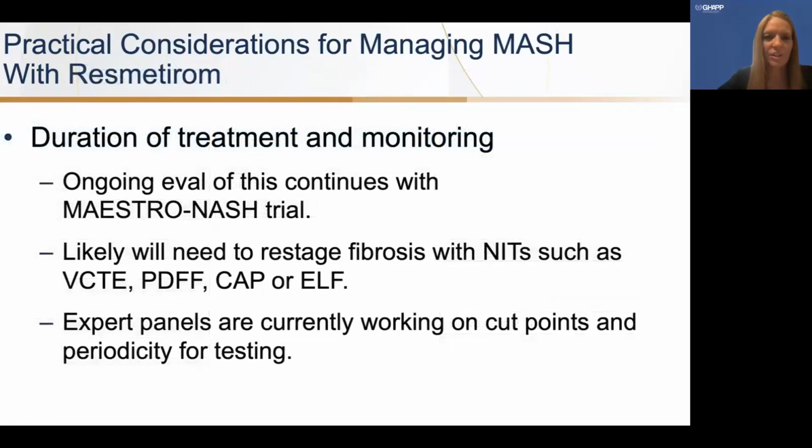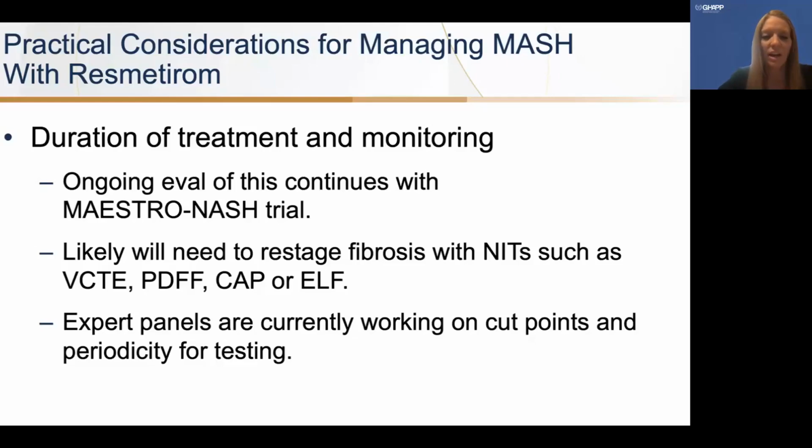So ongoing considerations, we need to determine the duration of treatment and monitoring. So the MAESTRO-NASH trial is ongoing. So this is something that is currently being evaluated. We need to determine when and how to restage fibrosis with non-invasive testing.